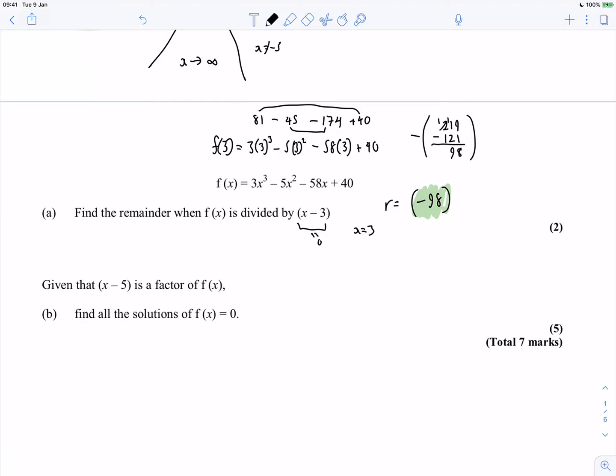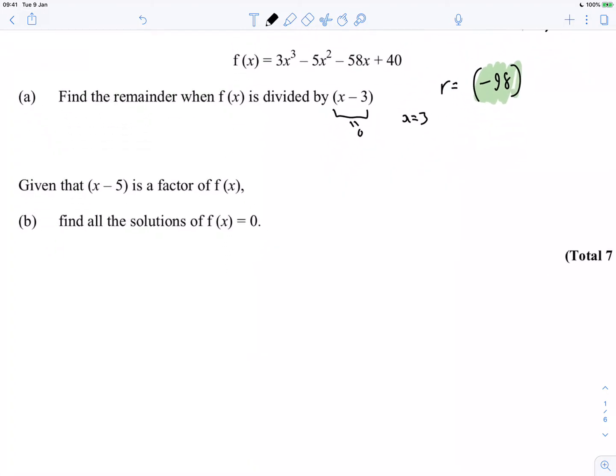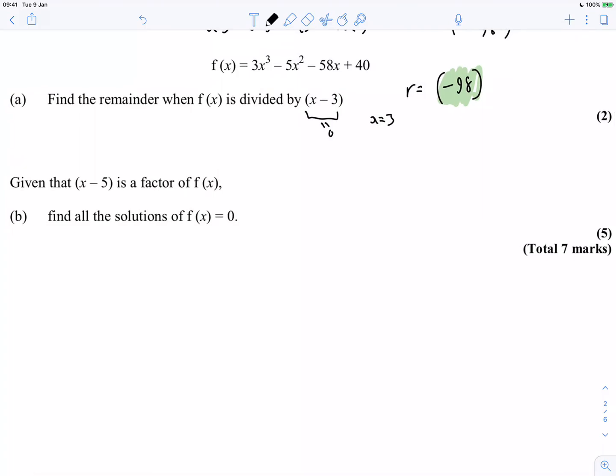Okay, given that x minus 5 is a factor of f of x, find all the solutions. Right, okay. So, if x minus 5 is a factor, this means this can be broken up into, well, let's think about it. The highest power is x cubed, so there must be an x squared in here. And since this is an x, this must be a 3x squared, because 1 times 3 would give the 3 for the coefficient. Next up, this is a minus 5. So this number term, minus 5 times what will give 40? Well, this must be a minus 8.